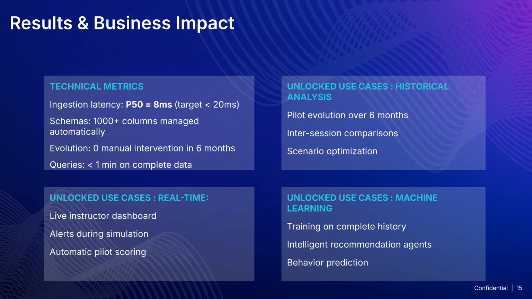But the real impact is on the business side. Real-time analysis. Instructors now have live dashboards, alerts when a pilot makes a mistake. Automatic performance scoring. Historical analysis. We can compare a pilot's evolution over 6 months, identify which scenarios generate the most errors, optimize training programs. And machine learning. With all the history accessible, we train AI models to make personalized recommendations, predict risky behaviors.